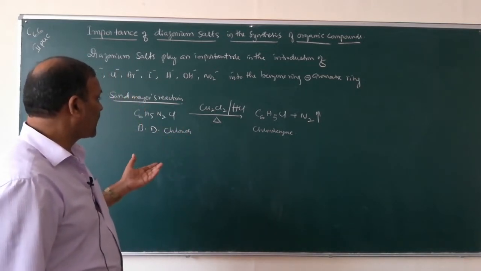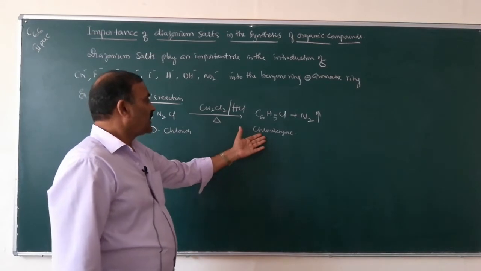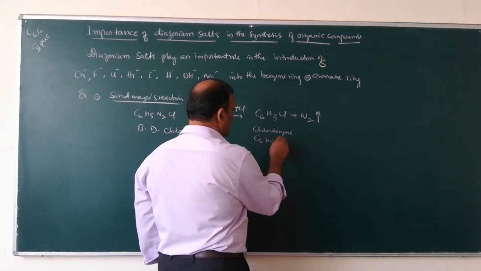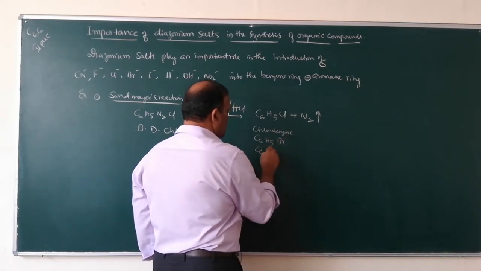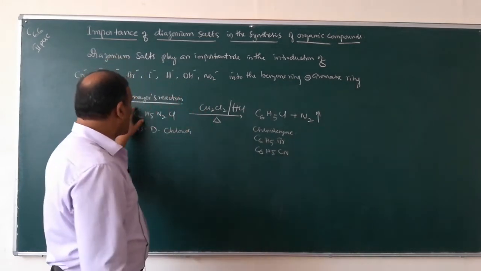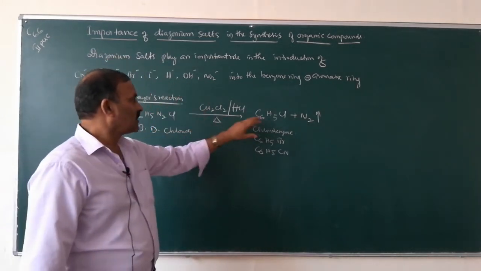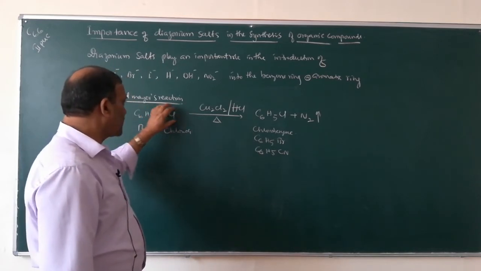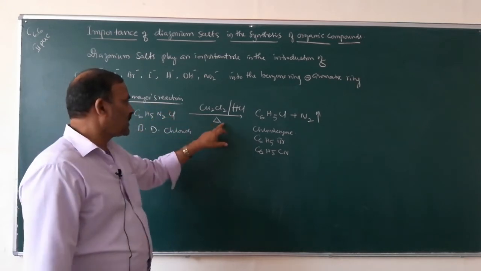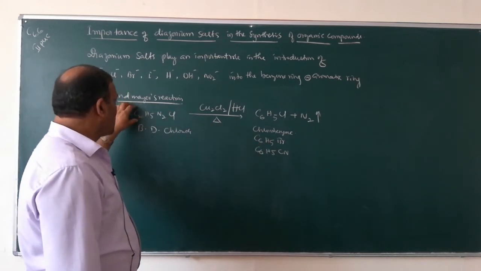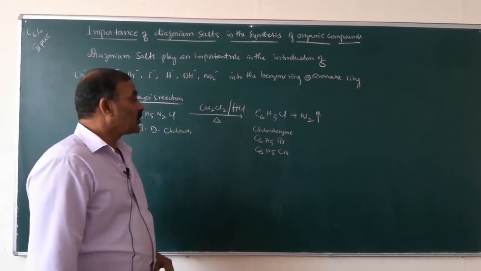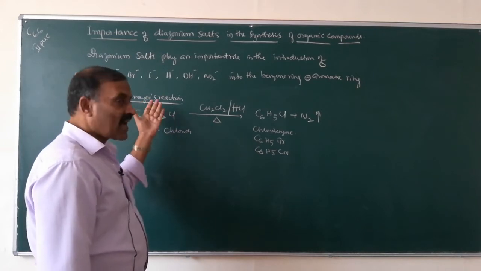Similarly, we can prepare bromobenzene and cyanobenzene. So we can also prepare C6H5Br, C6H5CN. When benzene diazonium chloride is heated, you will get chlorobenzene. When benzene diazonium bromide is heated, you will get bromobenzene. When benzene diazonium cyanide is heated, you will get cyanobenzene. So this is known as Sandmeyer's reaction.